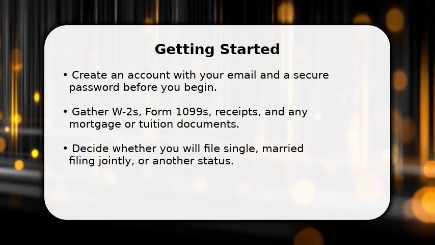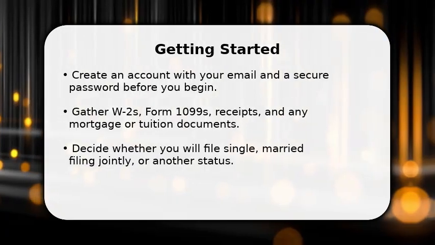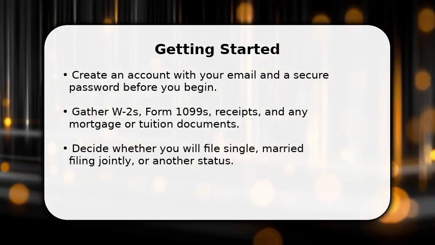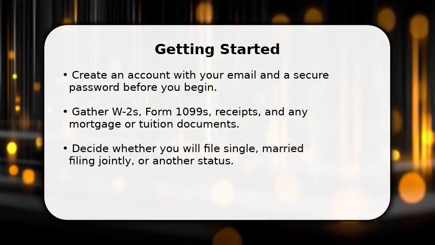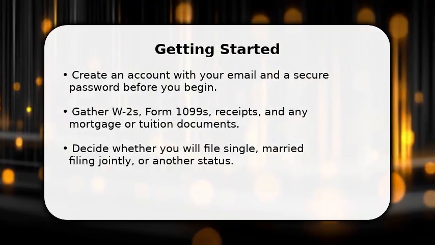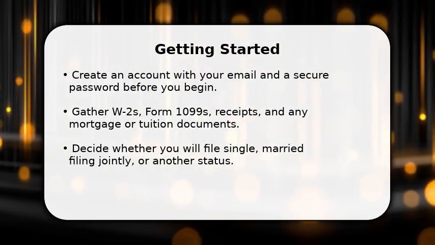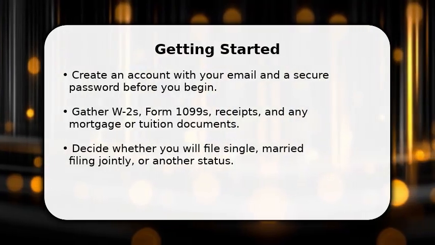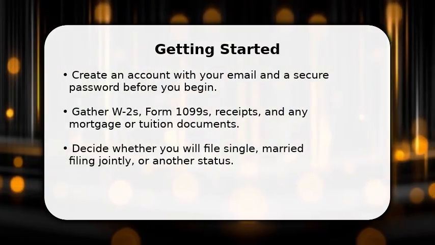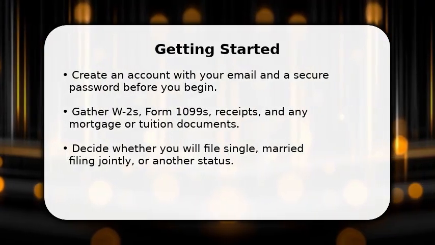Begin by creating an account and gathering all income and deduction documents, like W-2s and Form 1099. Use the guided setup to enter personal details, choose your filing status, and confirm dependents. Follow prompts for income, deductions, and credits. Review each section for accuracy, save often, and prepare to e-file or print when finished.